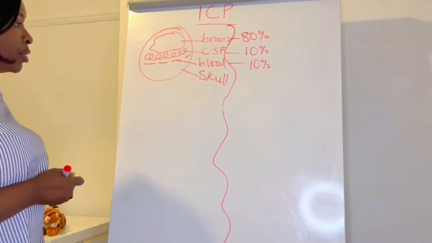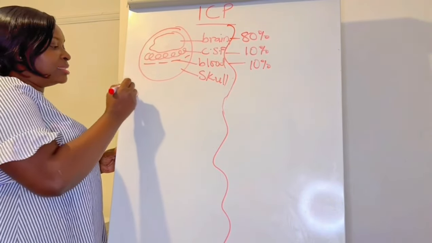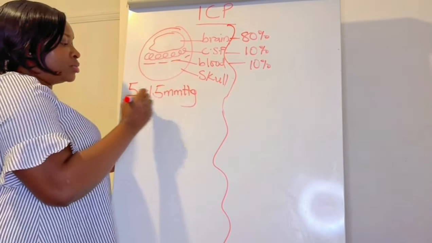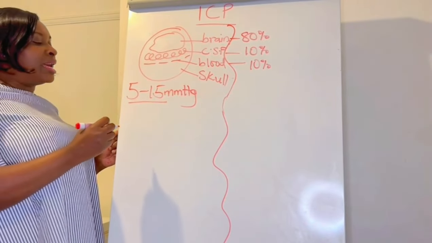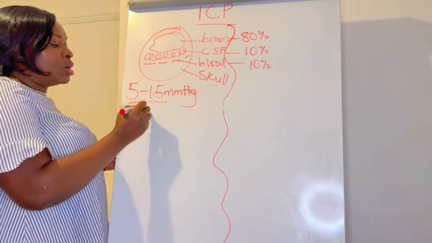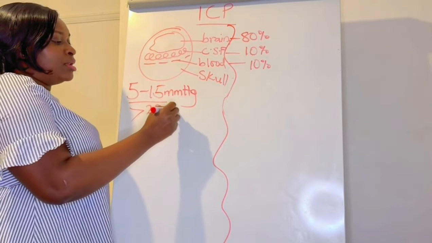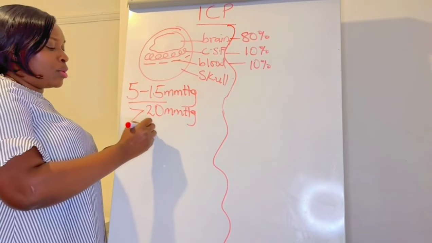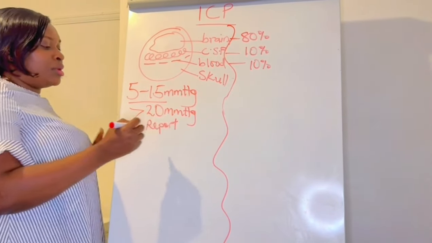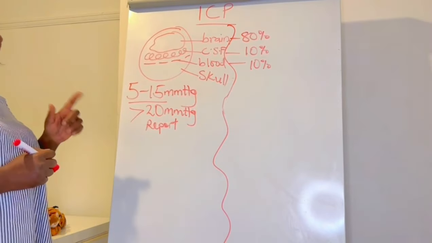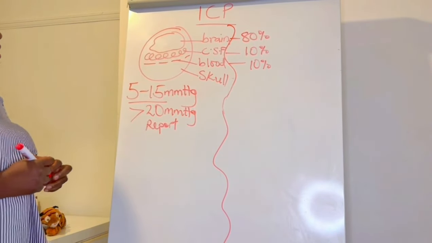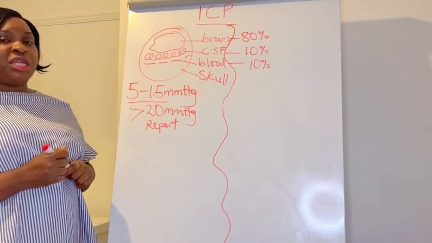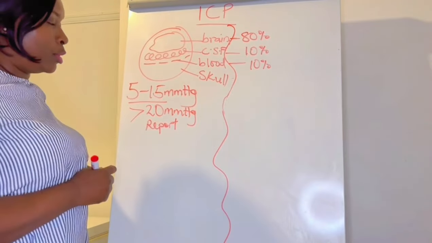What is the normal ICP? We want our patient to have an ICP of 5 to 15 millimeters of mercury. This is an NCLEX point you need to know. And we become alarmed when this intracranial pressure gets above 20 millimeters of mercury. For your NCLEX point, at this point you need to report to the HCP. When you have an ICP that is greater than 20 millimeters of mercury, you need to report to the HCP, because it's showing that your patient is having an increased intracranial pressure.